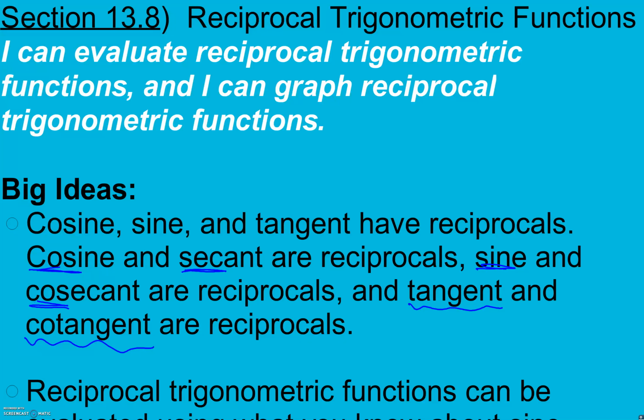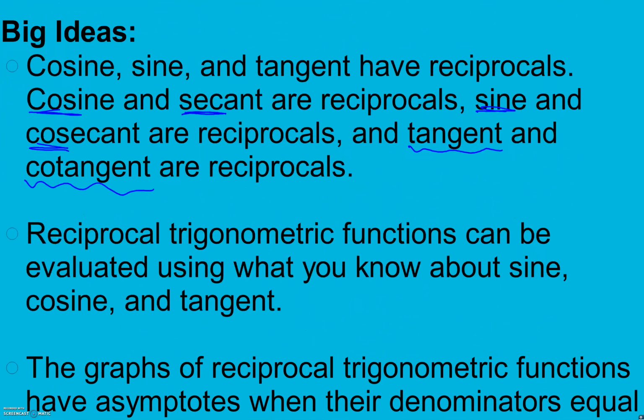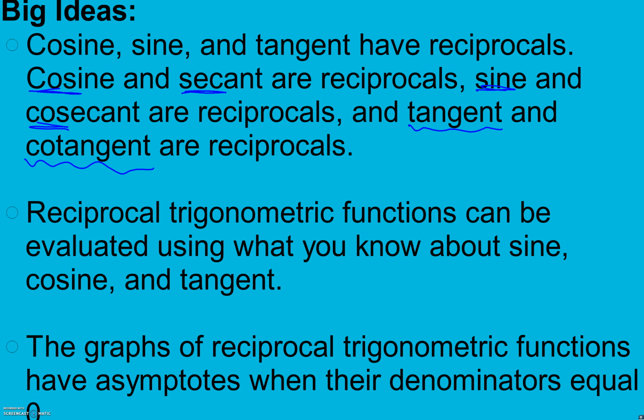I know it seems weird that it's not sine and cosine, secant and cosecant, and I don't know why they named them this way. There's probably a reason, but just remember that sine goes with cosecant and cosine goes with secant. There's only one co in each pair, and they had to make it difficult and change them up on you. Reciprocal trig functions can be evaluated using what we know about sine, cosine, and tangent.